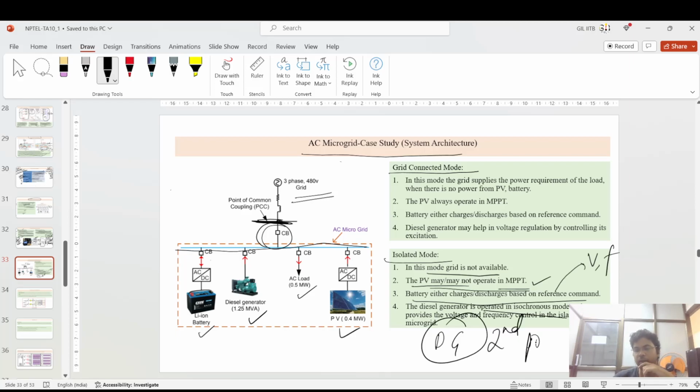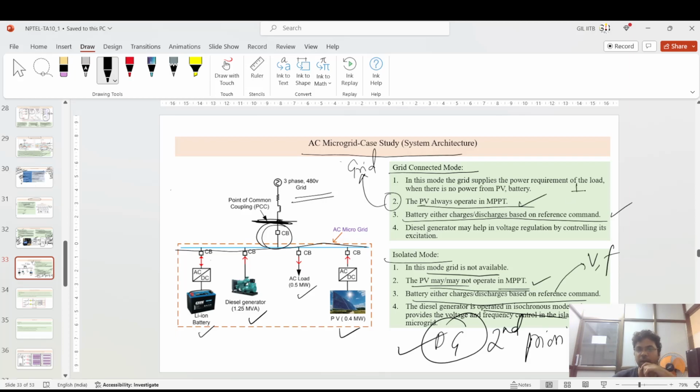Asynchronous means why? Because the diesel generator is a second-priority generating source. When the PV is not available and the battery is not able to supply the load, then you can use these DGs. And in the grid-connected mode, you always operate the PV in MPPT, because if extra generation is there, you can send it directly to the grid by using the hybrid inverters.